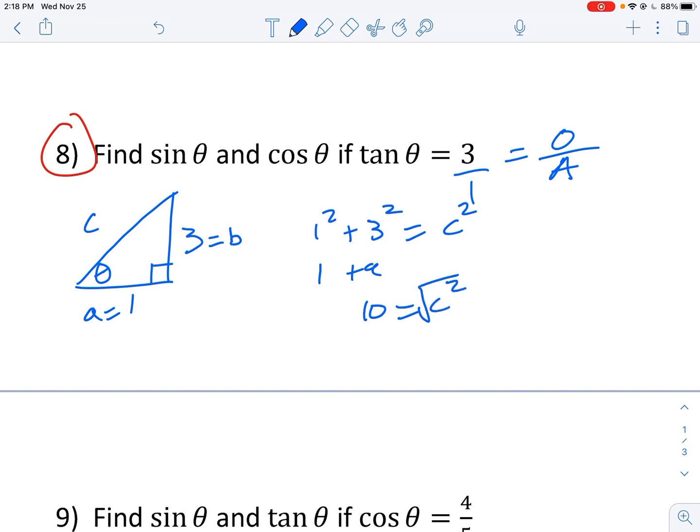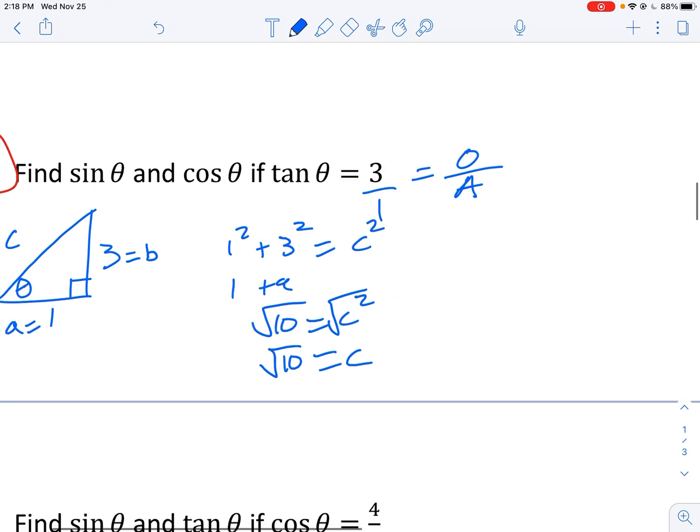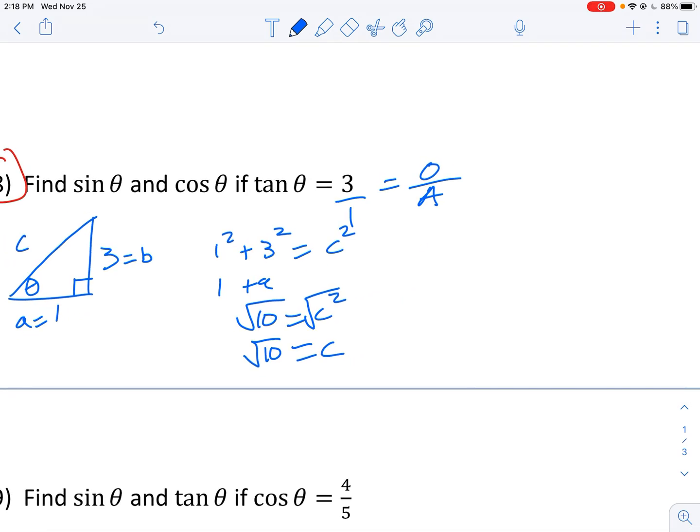But we don't want c squared, we want c, so we'll square root, and we got c is the square root of 10. So now we have our hypotenuse, and we can write out sine and cosine of our theta here. Sine of our angle is going to be opposite, 3, over hypotenuse, which is square root of 10, and then, cosine of our theta here is going to be 1 over square root of 10.